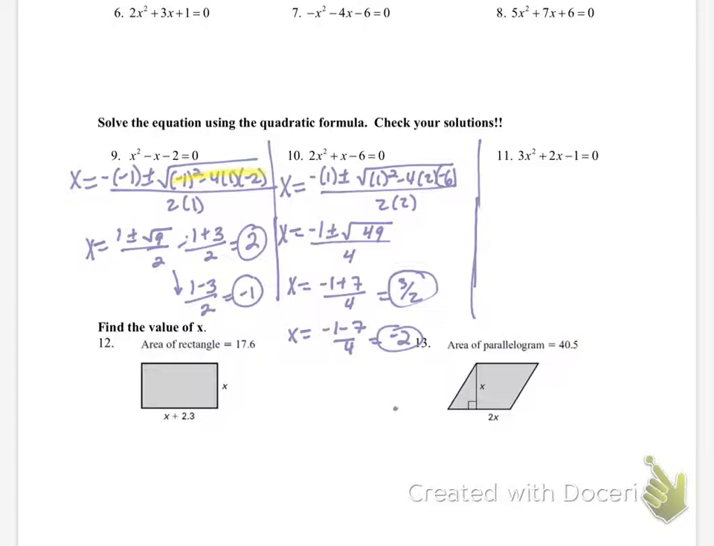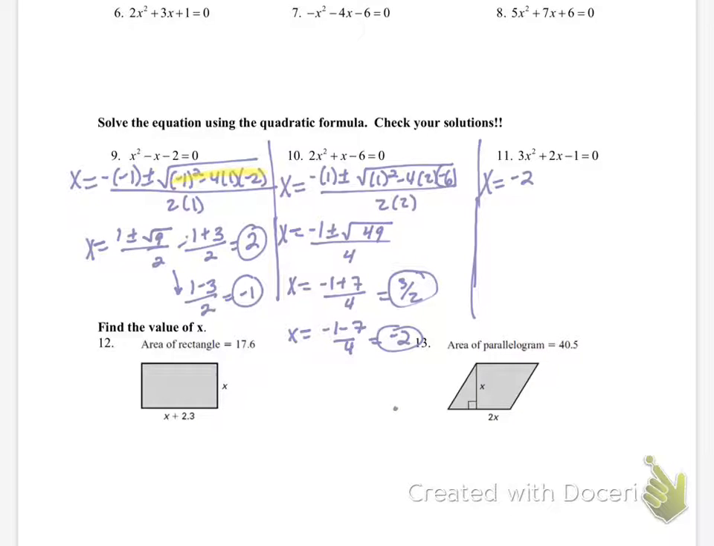So here's the answer to number 10. So again, we have a perfect square under the square root. So when I take the square root of 49, I get 7 or negative 7. So my 2 answers there are 3 over 2 and negative 2. I'll go through the last one here with you if you haven't already done it.